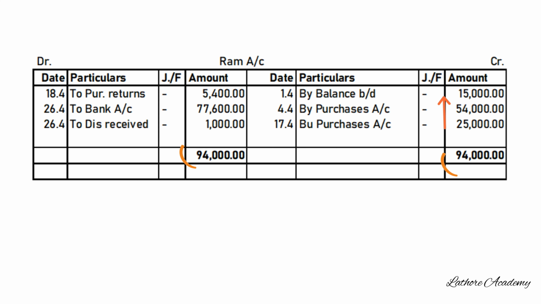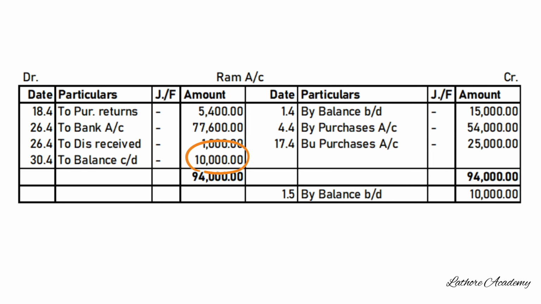In this case, the credit side total is more. So we have written 94,000 on both sides, and accordingly we derive the balancing figure as 10,000 rupees. That has to be written on the debit side as shortfall. And in the next period, the opening balance will be balance brought down of 10,000 rupees.